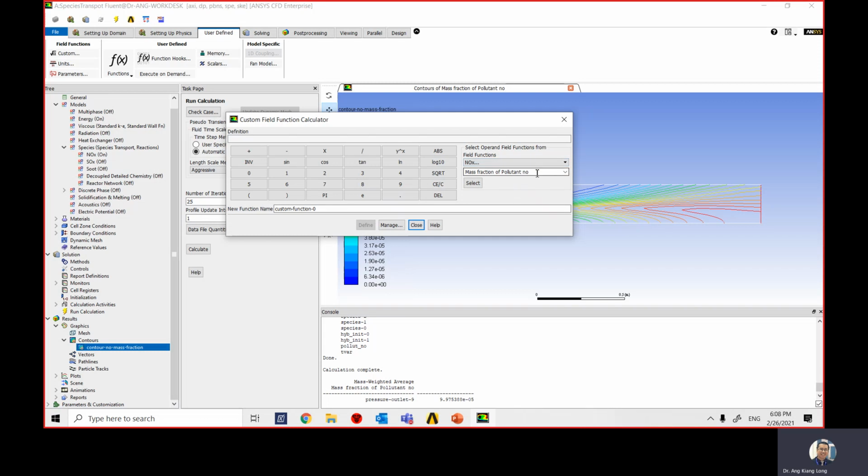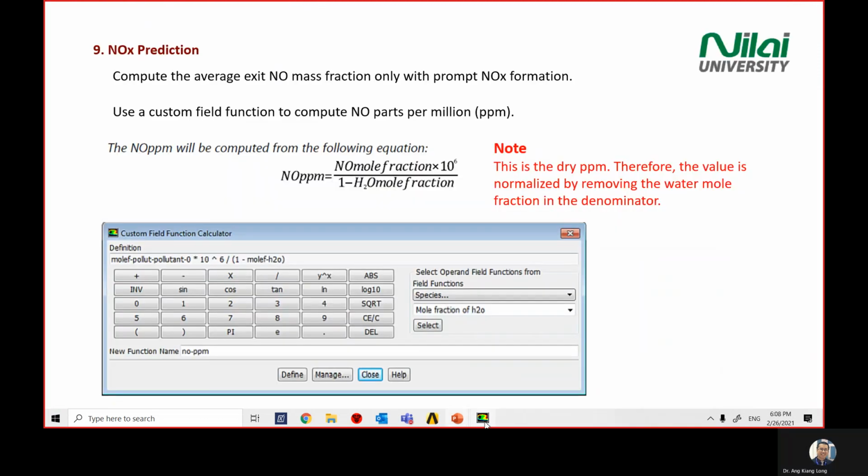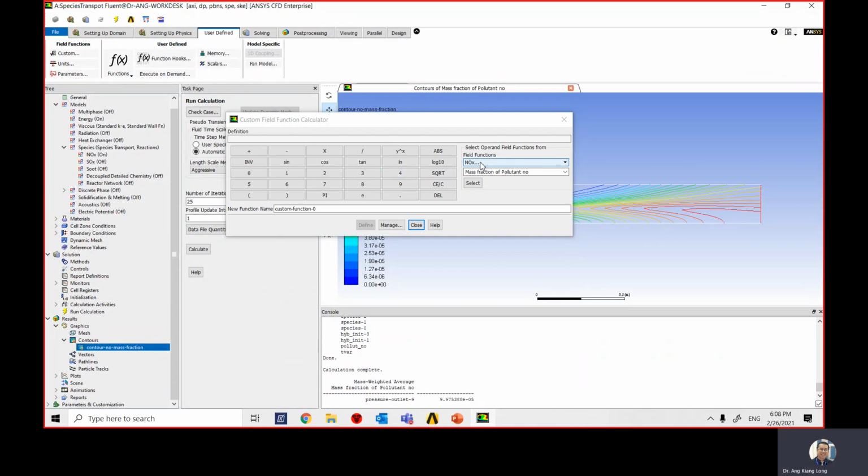Sorry, NOx. You look for this NOx pollutant. So this is your NO mole fraction, your pollutant. So we will select NOx pollutant under the mass fraction pollutant number. Once you click Select, it will be put into the calculator. Okay, click Select. You will see MF pollutant 0 here.